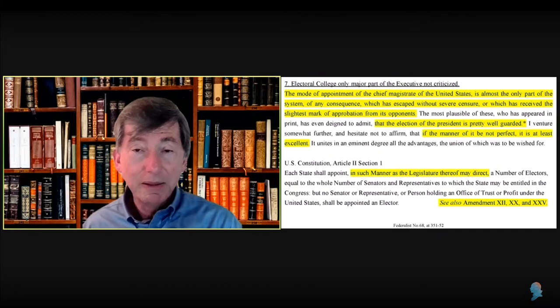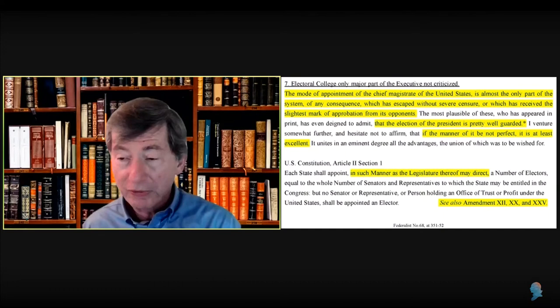But they wanted it in the states, and that's where it was, that the election of the president is pretty well guarded. We'll talk more about that as we go through this.